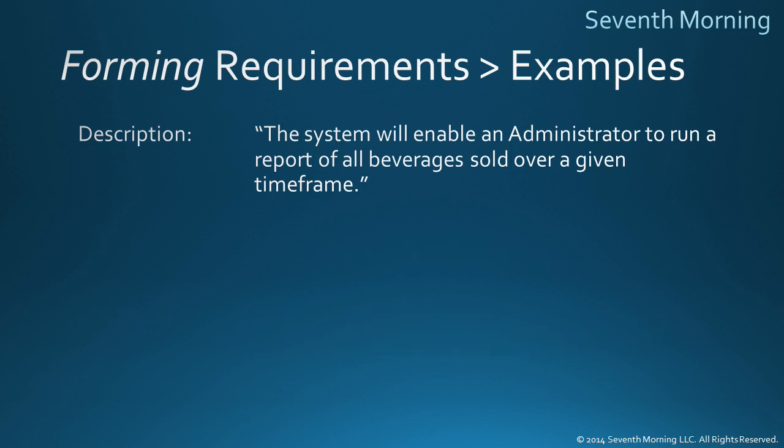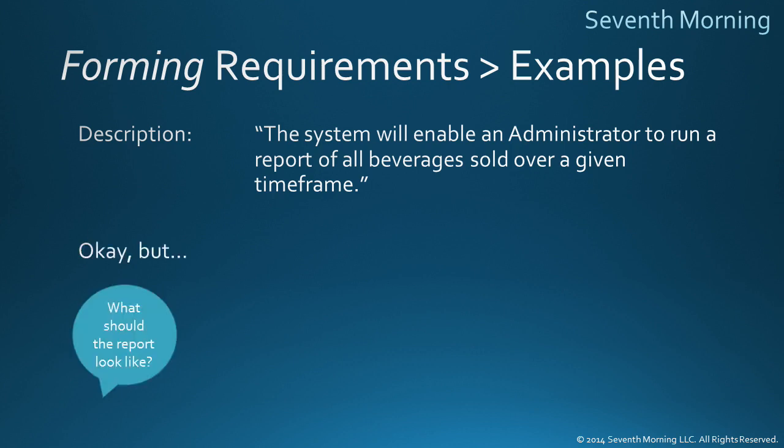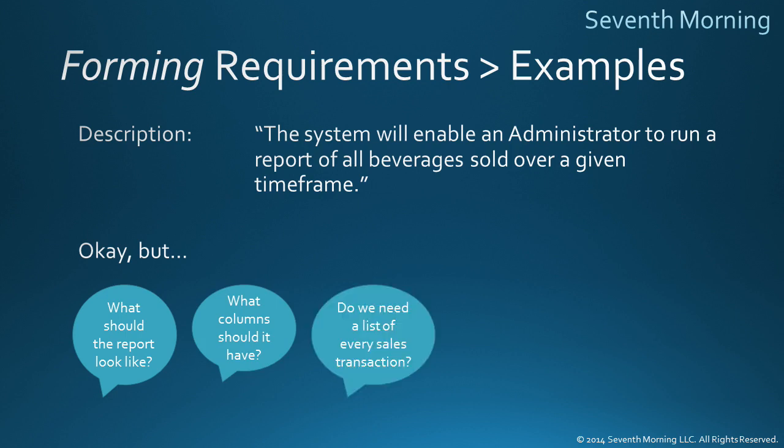So now that we've seen an example or two, let's take an initial guess at what's good and what's bad about the requirement that we've stated. Let's look for holes in the way that they've stated it. If I were a developer, the first thing I would want to know is what the report should look like. What columns should be in the report? Do we want a list of every single beverage sales transaction, or do we just want a list of all the beverages sold with summary details?